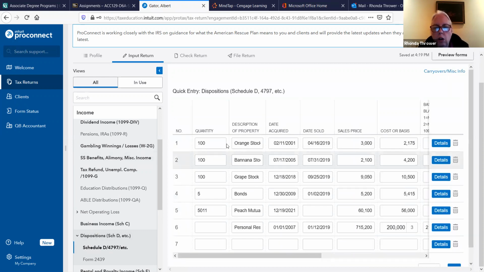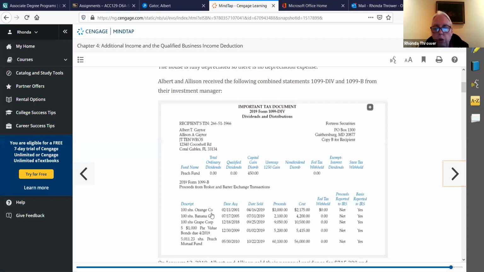And you can see here, I've recorded each one of those investments, starting with, because they had this first, the orange company first. You want to record the date acquired and the date sold, and the proceeds is the cash amount that you sold it for. So when you sold these shares of stock, you got $3,000 in cash. This is what it cost them. The difference between what it cost them and the proceeds is the gain or the loss.